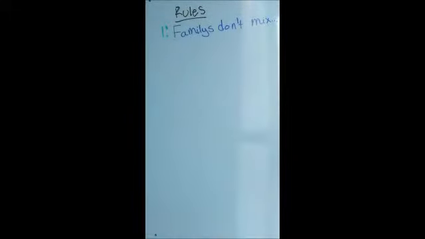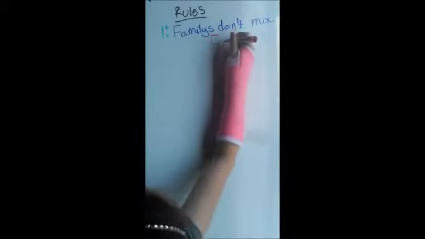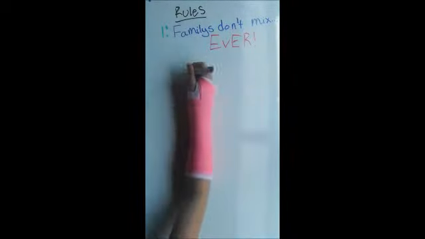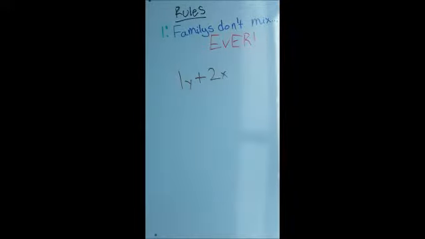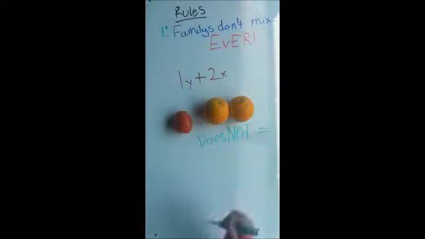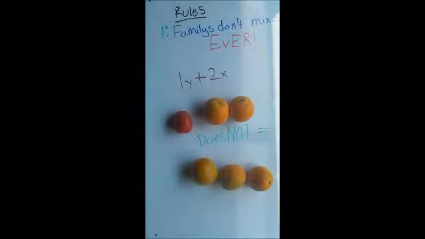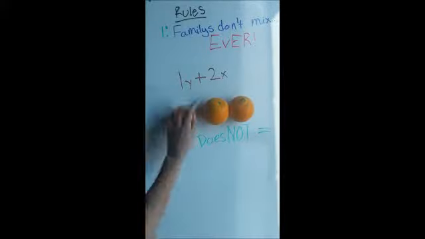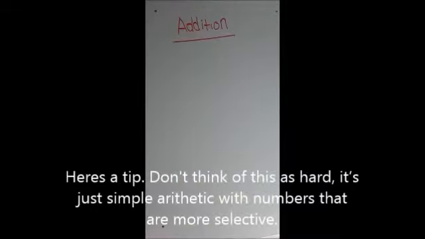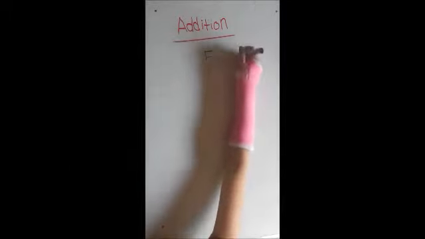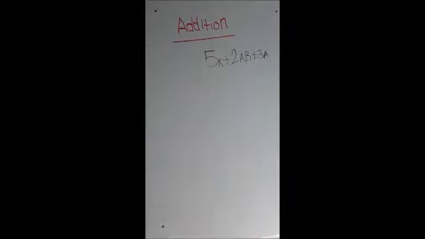Here, let me elaborate. Like I said, families do not mix. 1 tomato plus 2 oranges, or 1y plus 2x, does not ever equal 3 oranges, or 3x. This is because families don't mix, like I said, and I'm pretty sure that oranges and tomatoes have different names for a reason. Here's a tip. Don't think of this as hard. It's just simple arithmetic with numbers that are more selective.